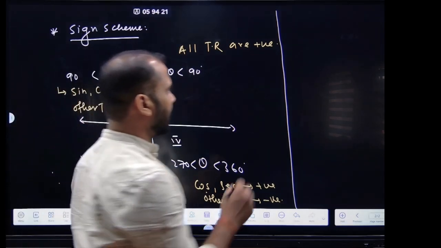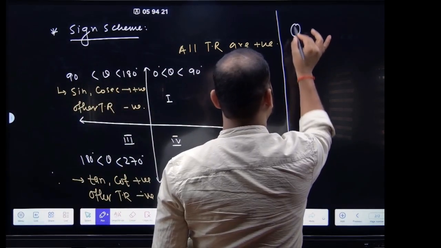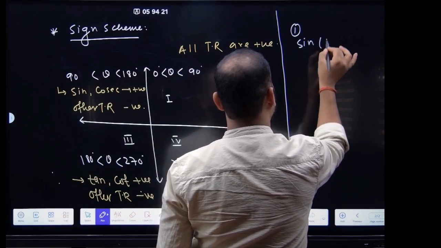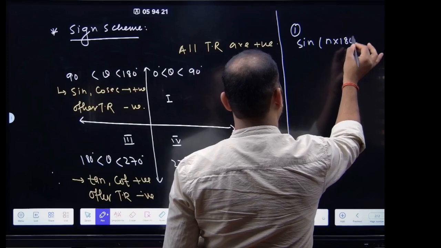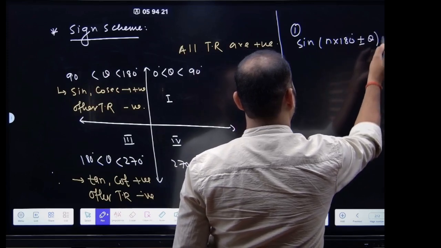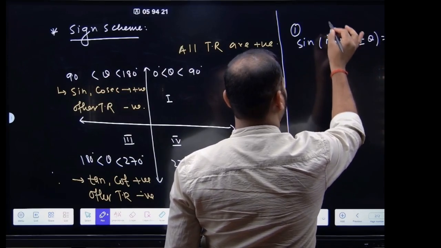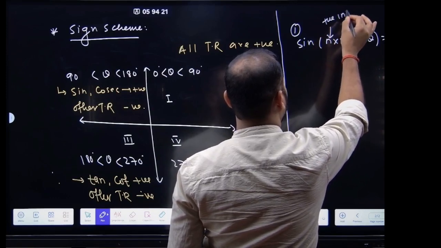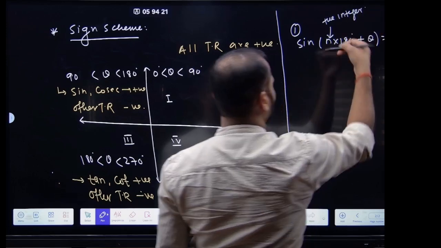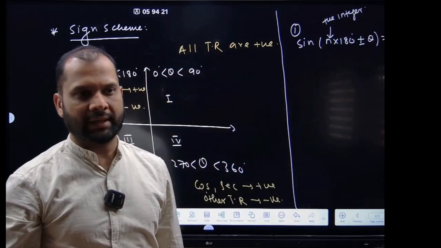So, what I will be writing here, you see very properly, sine, let it be here, I will be writing n into 180 degrees plus minus theta. What is this n value? N is nothing but a positive integer, meaning 1 into 180, 2 into 180, 3 into 180.